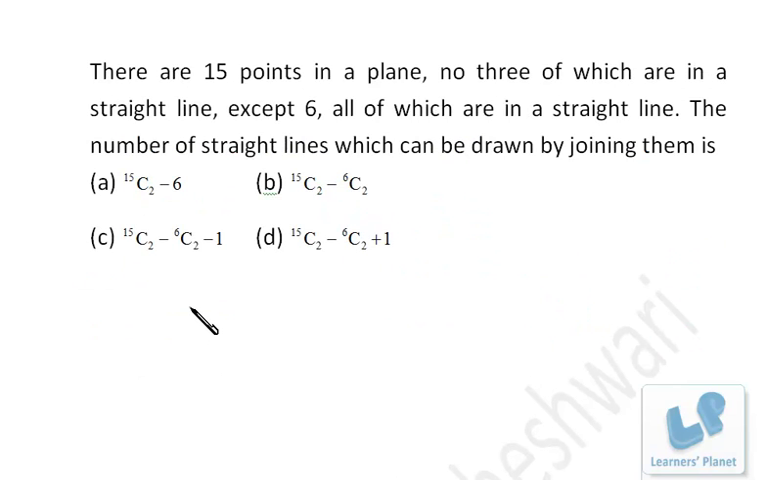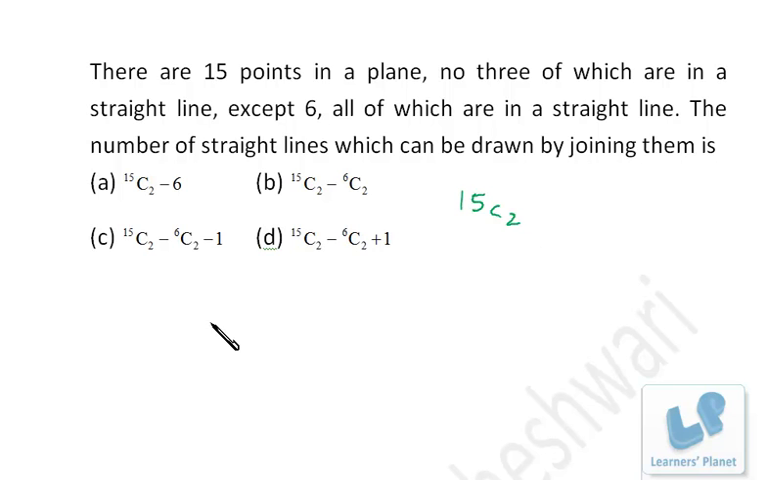Now let's see this question. There are 15 points in a plane, no 3 of which are in a straight line except 6, all of which are in a straight line. The number of straight lines which can be drawn by joining them. Now we have already discussed that it takes 2 points to make one straight line. So we have to make all the combinations of 2 points selected from these 15 points. So the total number of combinations is 15C2.